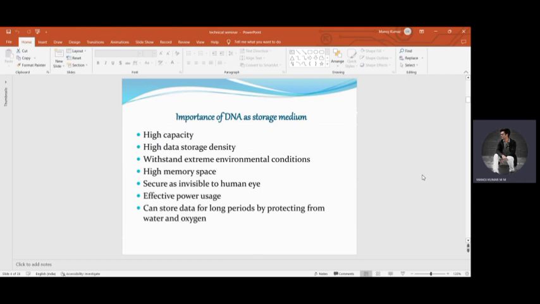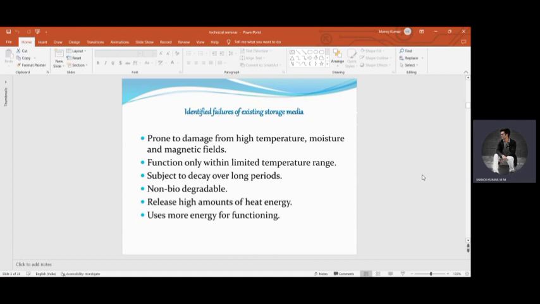Identifying failures of existing storage media: it is non-biodegradable, releases a high amount of heat energy, uses more energy for functioning, functions only within a limited temperature range, and is subject to decay over long periods.